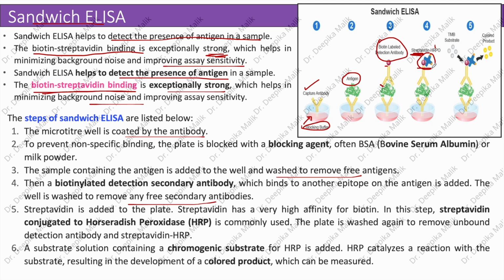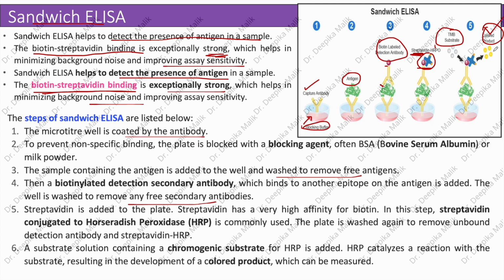The plate is then washed again to remove unbound detection antibody and streptavidin HRP. A substrate solution containing a chromogenic substrate for HRP is added. HRP catalyzes a reaction with the substrate, resulting in the development of a colored product, which can then be measured, as you can see here in the diagram.